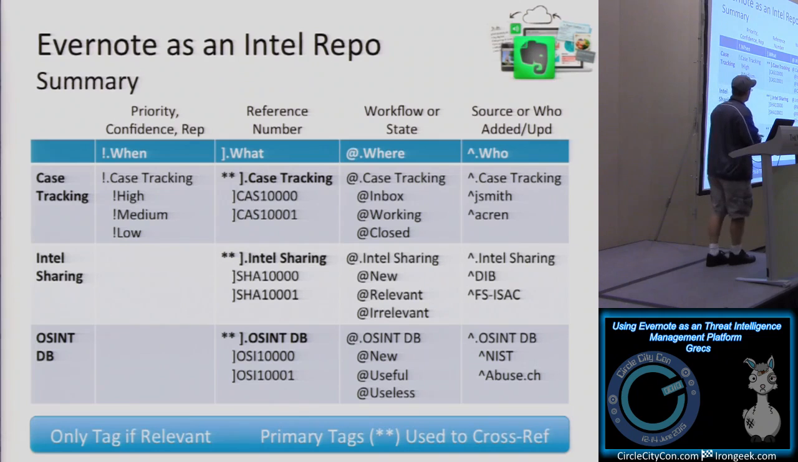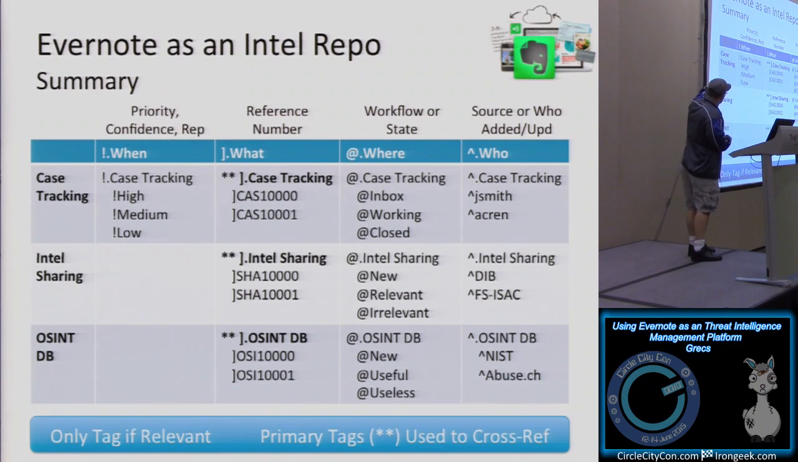For the what, this is basically a reference number. And what this allows you to do is easily go amongst these things. So what I can do is look at, for every case, show me the data from the intel sharing group and the data from OSINT that maybe I used when investigating that case. From an intel sharing perspective, you can start with a piece of data here and then pivot off to the cases associated with that and the OSINT that started it.